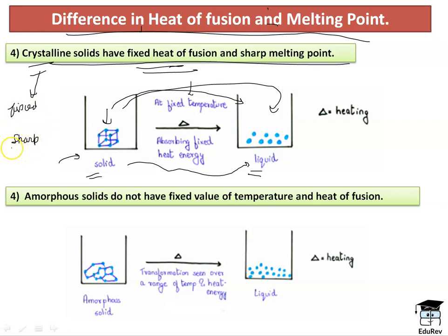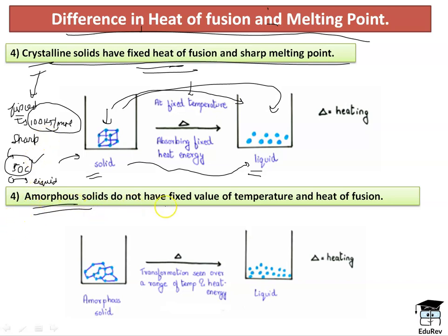Now, what do you mean by a sharp melting point? Sharp melting point means, let's say a particular temperature is there. Let's say at 50 degrees Celsius, something is getting converted into liquid. So, only at 50 degrees Celsius. So, it is a sharp melting point. A particular temperature is there. Also, fixed heat of fusion means, suppose 100 kilojoule per mole heat is required to convert that solid into liquid. It is fixed.